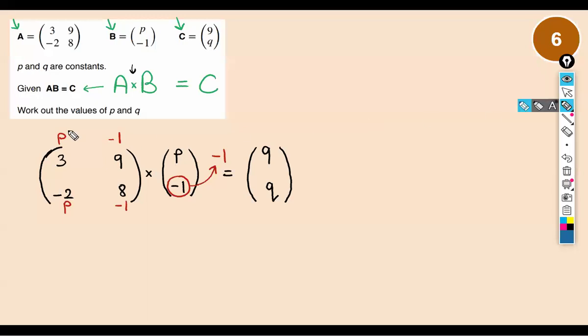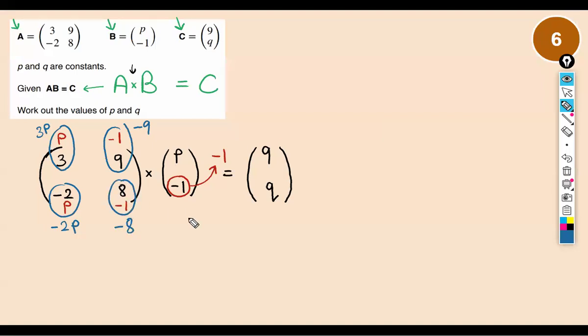We multiply each. 3 by P is 3P. Minus 1 multiplied by 9 is minus 9. Minus 2 by P is minus 2P. And 8 by minus 1, if we multiply, is minus 8. Everyone take down up to there, right?